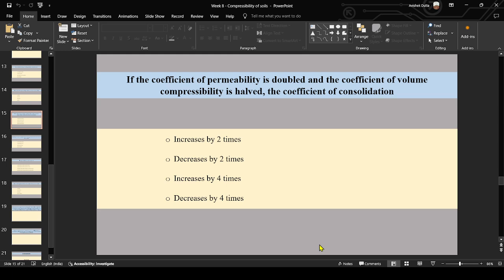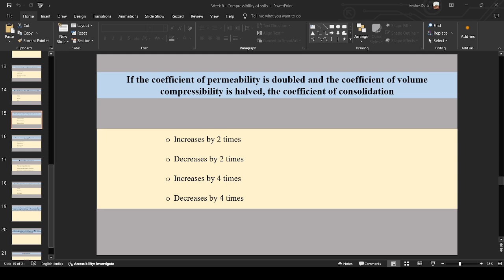I'll repeat the question. If the coefficient of permeability is doubled and the coefficient of volume compressibility is halved, the coefficient of consolidation increases by 2 times, decreases by 2 times, increases by 4 times, or decreases by 4 times. Okay. Next question.